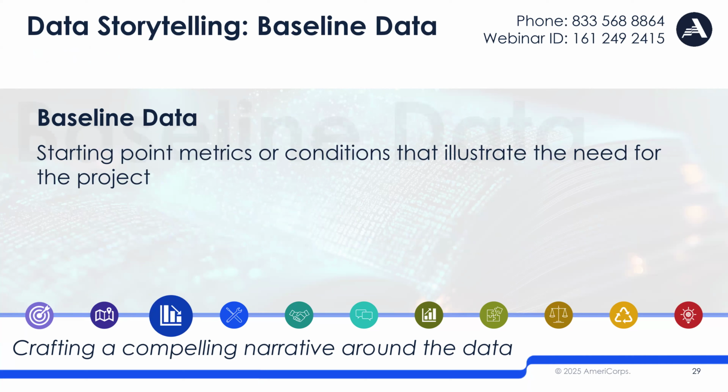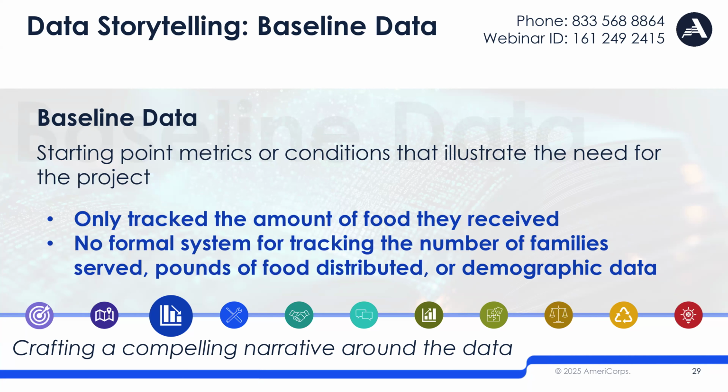Baseline data is a starting point that shows why our project is necessary. Prior to the project, the food distribution program only tracked the amount of food they received and had no formal system for tracking the number of families served, the pounds of food distributed, or demographic data of recipients. They were doing great work. However, they did not have a clear documented impact. They knew they were helping people, but couldn't tell exactly how many or who they were reaching.